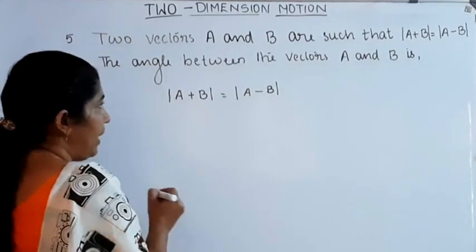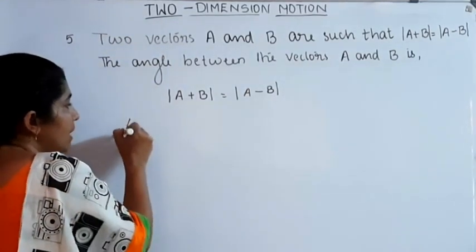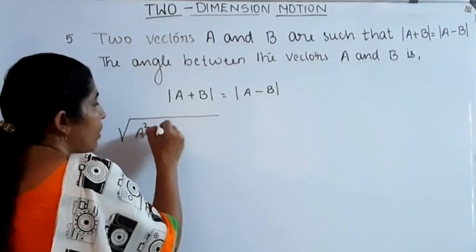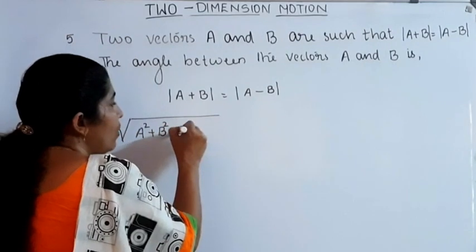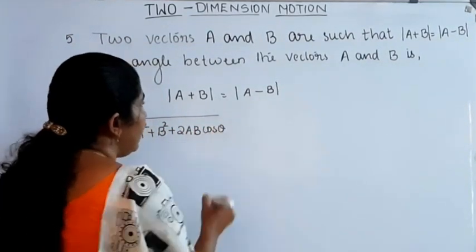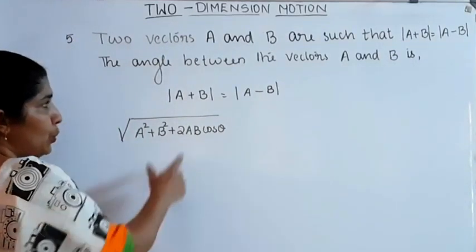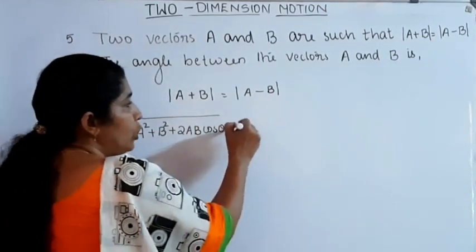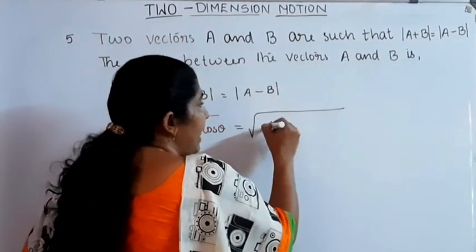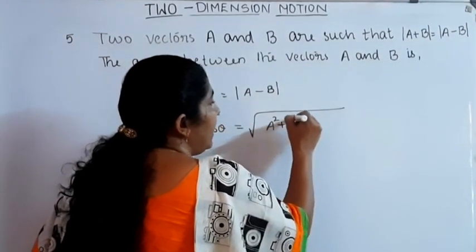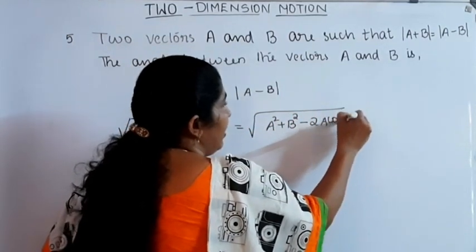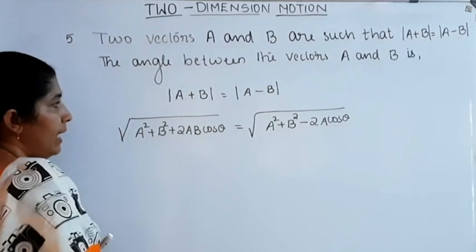What's the modulus of A plus B? The modulus of A plus B is equal to the root of A square plus B square plus 2AB cos theta. That is the magnitude of A plus B. Then what about the magnitude of A minus B? That's equal to the root of A square plus B square minus 2AB cos theta. That's very, very important.